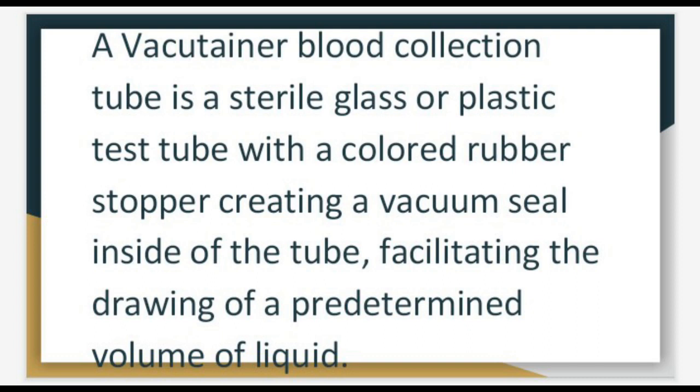A vacutainer is a blood collection tube which is made up of sterile glass or plastic. It contains a colored rubber stopper which creates a vacuum seal inside the tube, and it also facilitates the drawing of a predetermined volume of liquid.